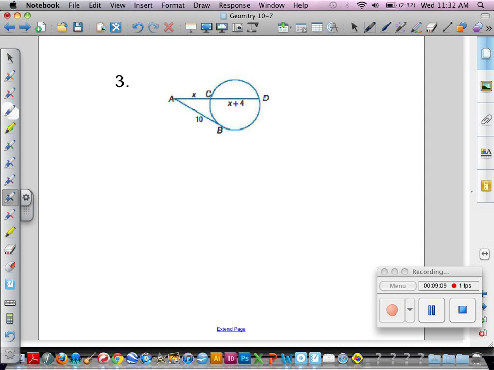Okay, let's take a look at the last example, which is number 3. And so again, I have my line segments intersecting outside of the circle. I have a secant line. This is a secant line. This is a tangent line. They're intersecting outside of the circle. So once again, I'm going to use the outside times entire. Outside times entire.